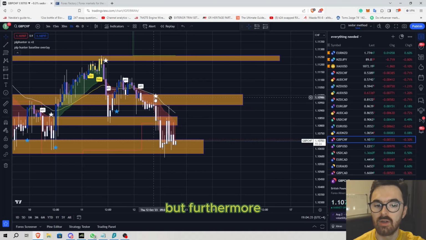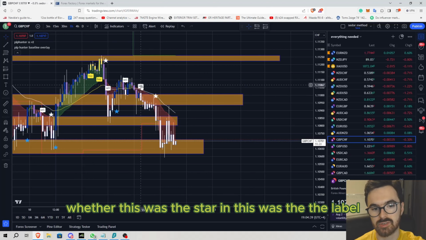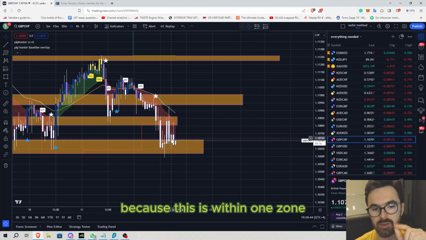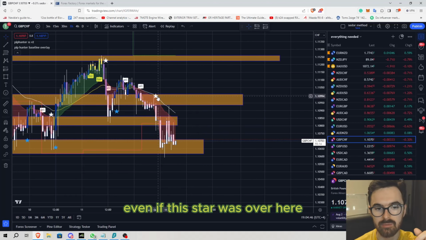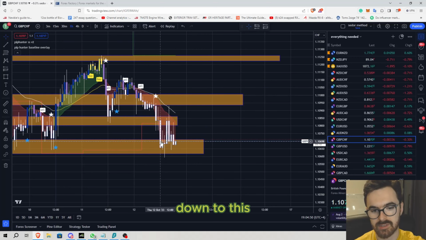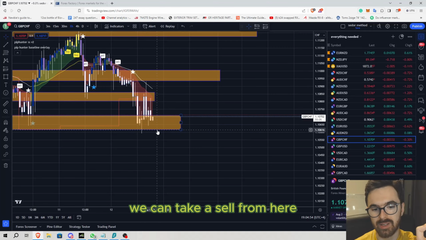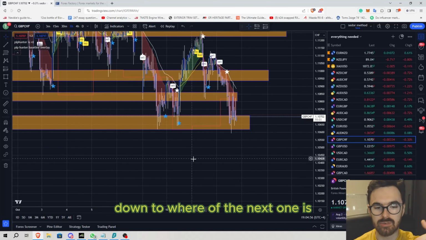But furthermore, we need the star first. So if these were inverted, where this was the star and this was the label, that would be fine because this is within one zone. But with the order they are, even if this star was over here, we cannot short from this down to this. In the same way that we need a new label before we can take a sell from here down to wherever the next one is.